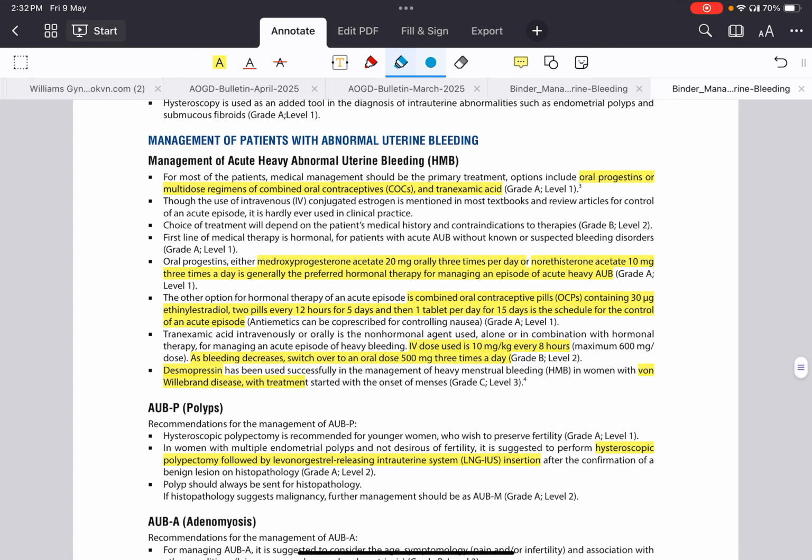Management is very, very important. I'll tell you with the doses, so just remember them easily. First thing, every time in abnormal uterine bleeding, we'll give oral progestins or multi-dose COC pills and tranexamic acid. This is grade 1, level 1 evidence.